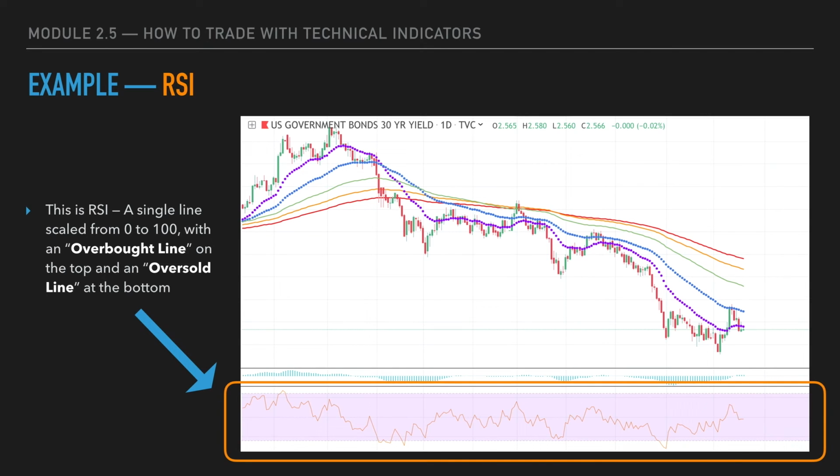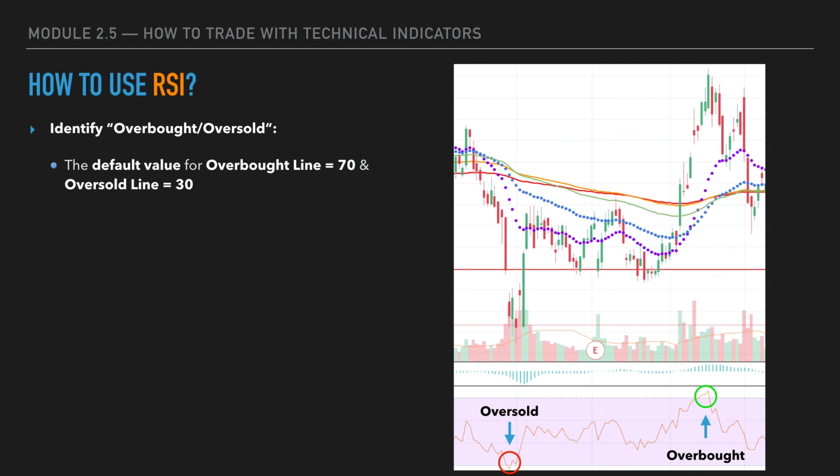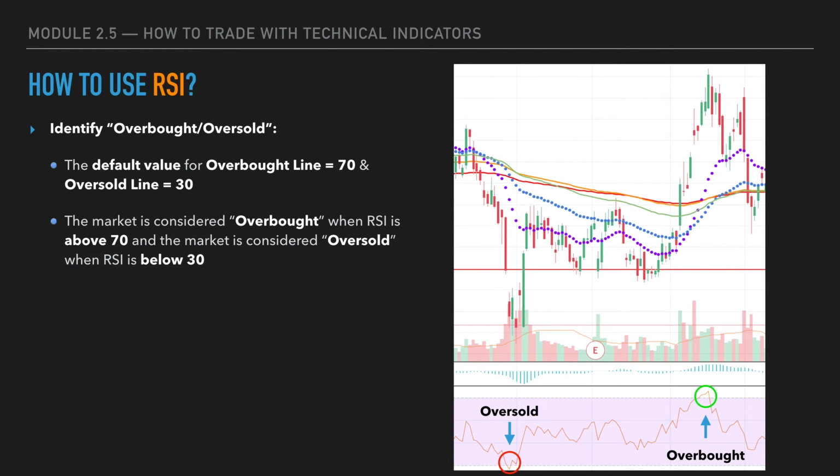It is a single line scale from 0 to 100 with an overbought line on the top and then an oversold line at the bottom. So now the key question is how to use RSI indicator to help our trading. First, let's take a look at how we can use RSI to identify overbought and oversold in the market. The default value for overbought line is 70 and the oversold line is 30. So the market is considered overbought when RSI line is above 70, and the market is considered oversold when RSI is below 30.